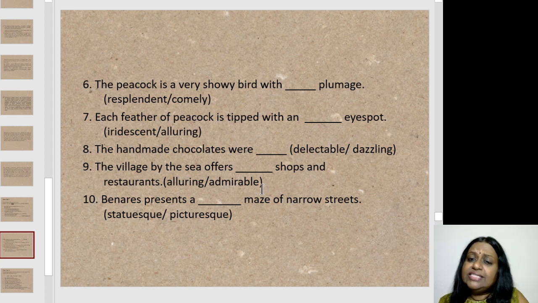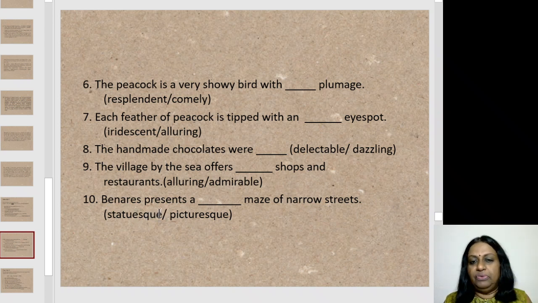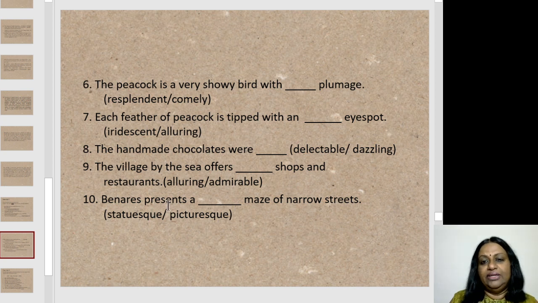But what is the right word in this context? Okay, the village by the sea. So imagine a village by the sea, shops and restaurants, will it be alluring or admirable? You know, both mean attractive. So the appropriate word here would be alluring.